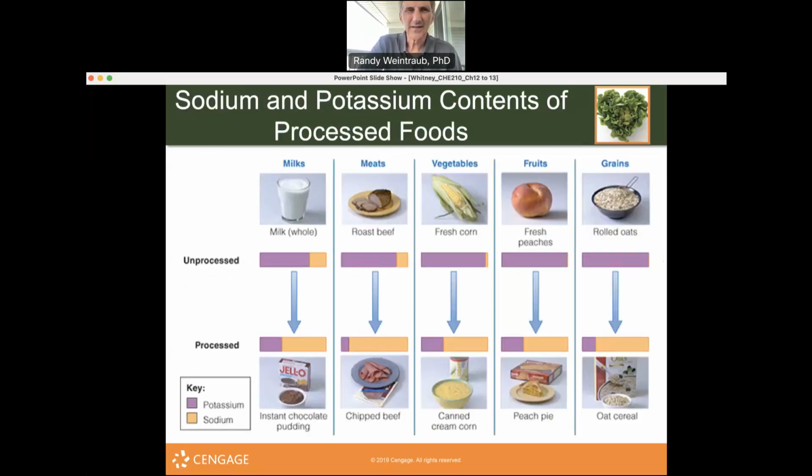You can see this in this figure from the book. When we take unprocessed milk and make it processed, we increase the sodium and decrease the potassium. Take roast beef, corn, peaches, rolled oats, which start out primarily or mostly having a relatively high concentration of potassium, which is good. And then when they're processed, we increase the amount of sodium at the expense of the potassium.